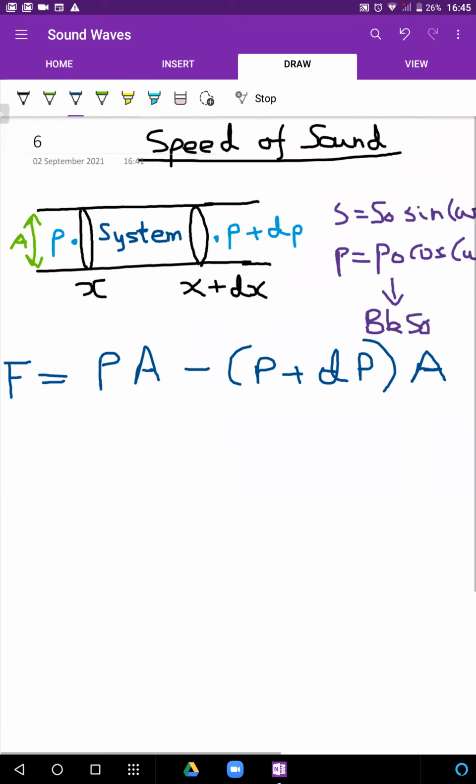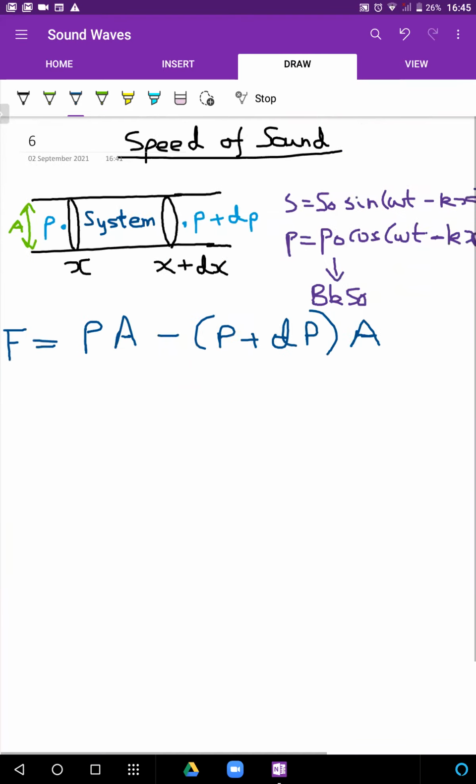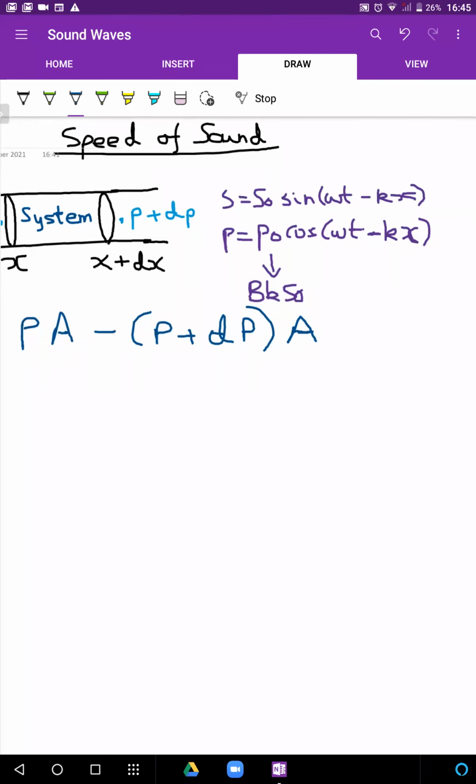जिसपे हम फोर्स लगाएंगे. तो F is PA minus P plus dP into A. ठीक है, ये अपना फोर्स है. तो फोर्स है माइनस dP A.